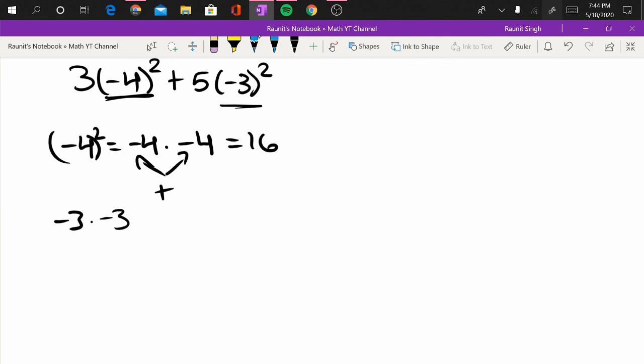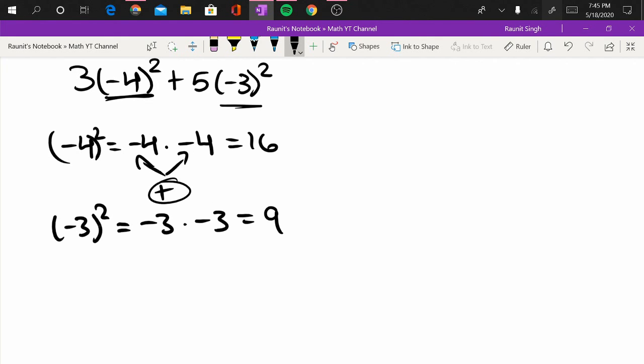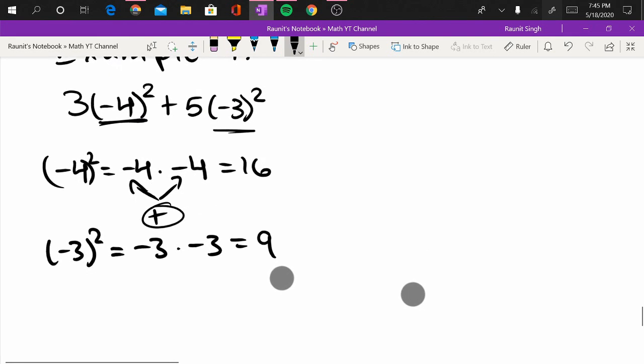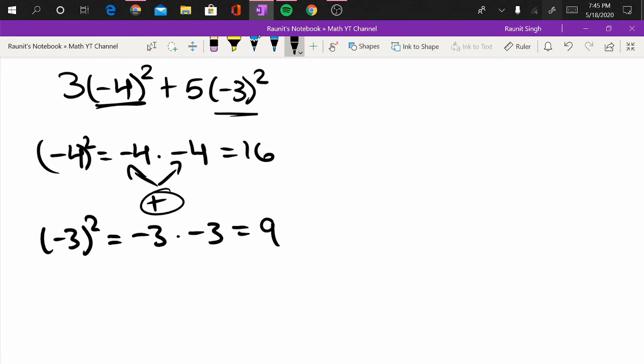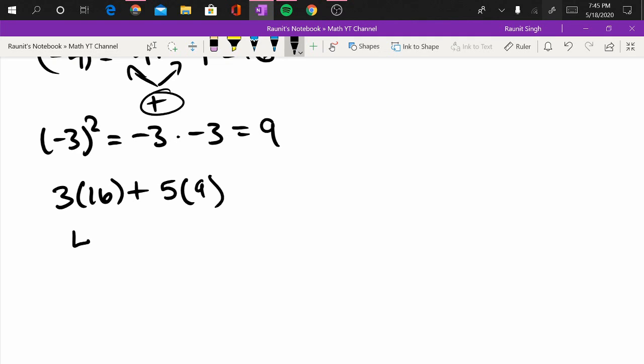Okay. So, negative 3 squared is equal to negative 3 times negative 3, which is equal to 9, because a negative times a negative is equal to a positive. And then since we know those two are 16 and 9 respectively, we get 3 times 16 plus 5 times 9, and then we simplify. So 3 times 16 is equal to 48 plus 45, and that is equal to 93.